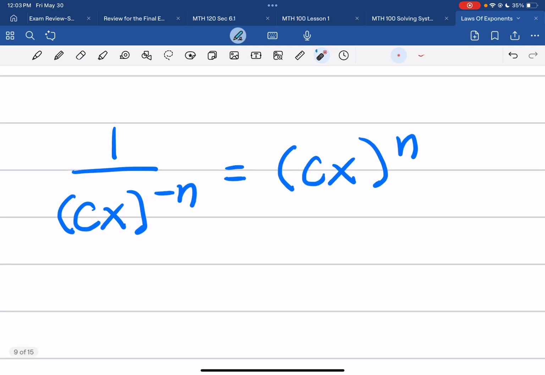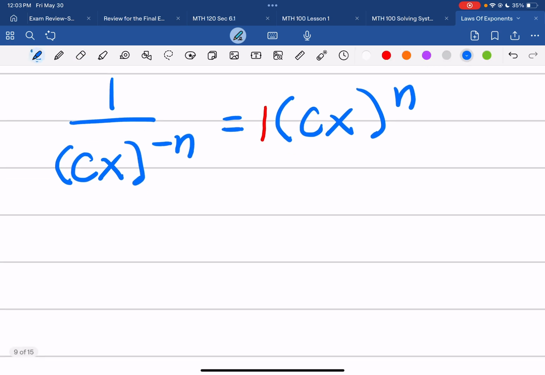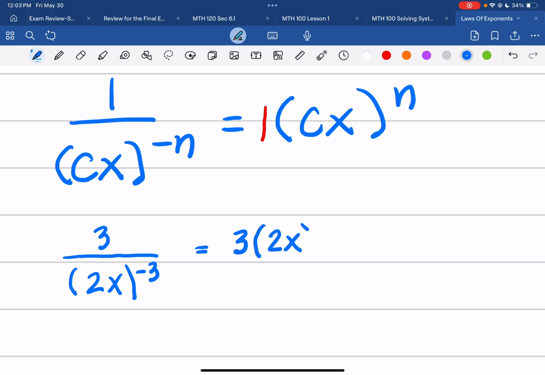And here I have 1 divided by a product, cx in parentheses, to the negative n. The entire product moves to the numerator and has an exponent of n, and that 1 coefficient is technically here in front. So there could be a number, so this could be something like 3 over 2x to the negative 3. So the 3 coefficient would remain. The entire base, 2x, would go to the numerator with a positive exponent 3.